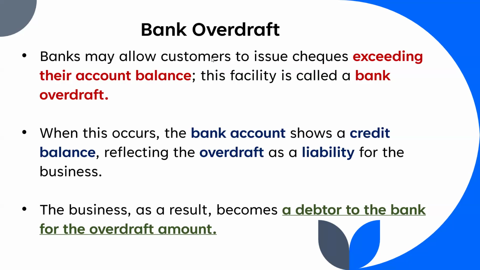So this 5,000 is considered as a bank overdraft. It's treated as a liability to the business. It's just like we are being a debtor to the bank. So this 5,000 we have to pay back to the bank. Okay, so that's about the bank overdraft.